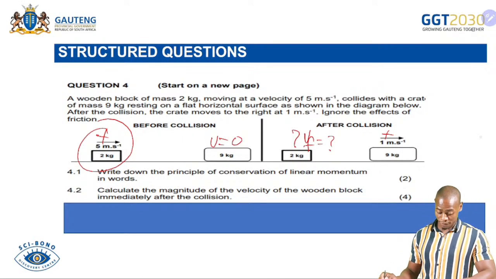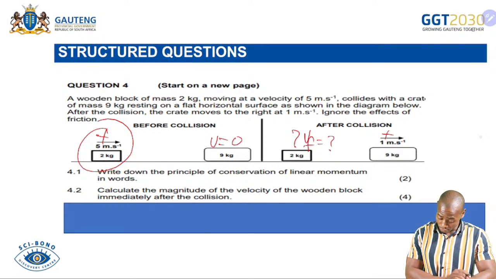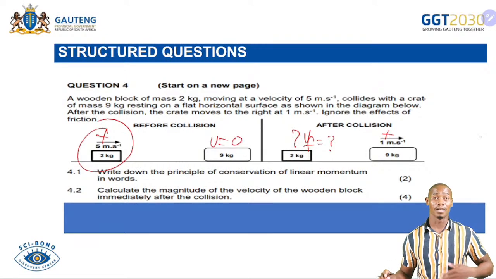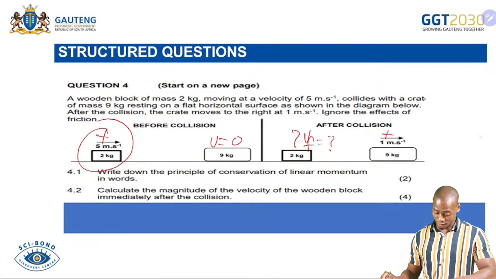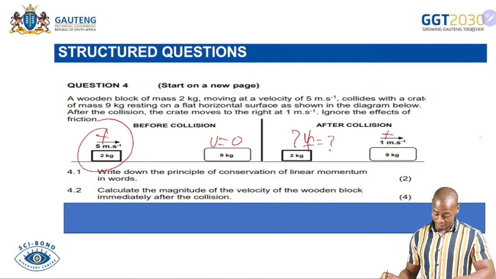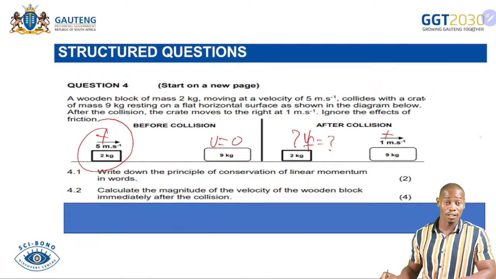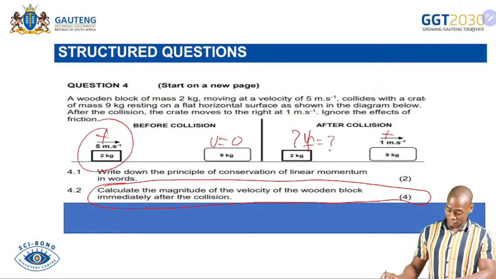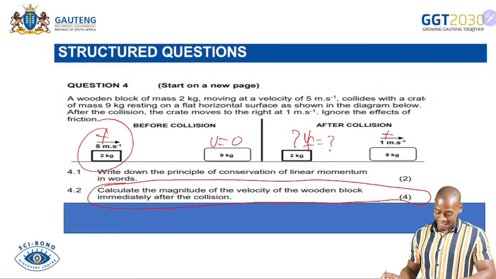Okay, so first question, we have to write down the principle of conservation of linear momentum in words. All right, so I think all of us can do that. The total linear momentum of an isolated system remains constant. So let's check this one. 4 marks. Calculate the magnitude of the velocity of the wooden block immediately after the collision.